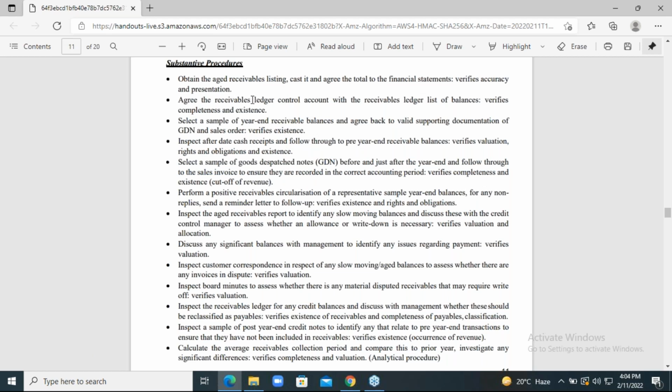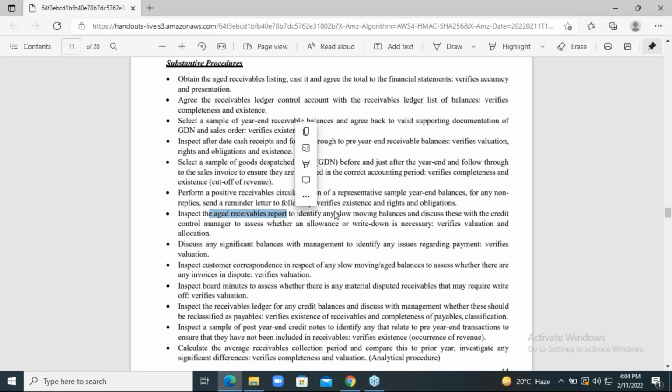We are going to tell it with the relevant control account. Then we are going to send a circularization report on a sample basis to some of the receivables to confirm whether they agree on the amount or not. It will also confirm existence, and it is also going to confirm rights and obligations. Age receivable report is very important.